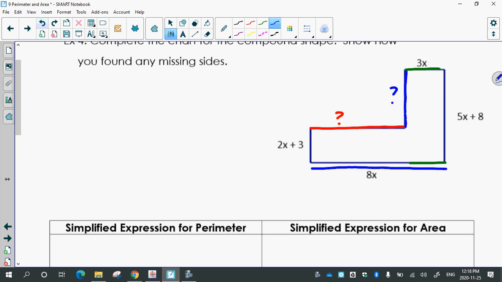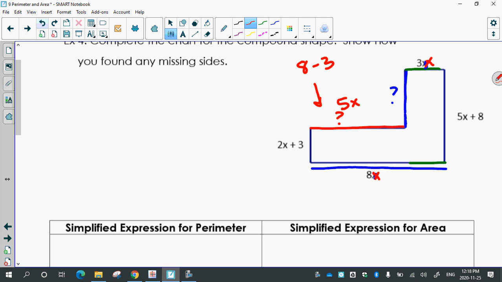Okay, can I interject for a second? I've heard lots of really great explanations, but one that I really liked was someone said, don't worry about the x's right now. If this whole big side was 8 and this little piece was 3, this side would be 8 minus 3, which is 5. Okay? But we do have x's, so 8x minus 3x is 5x. Does that make sense to you?